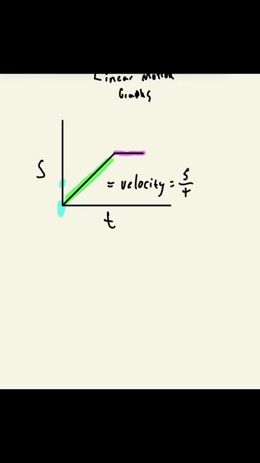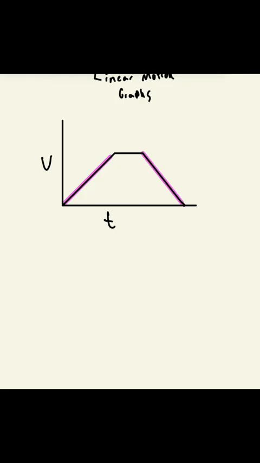Now let's have a look at velocity time graphs. So now we're looking at a velocity time graph. So look at this one. There will be a gradient here, and there'll be a different gradient over here as well. So we'll get two different gradients for this one.